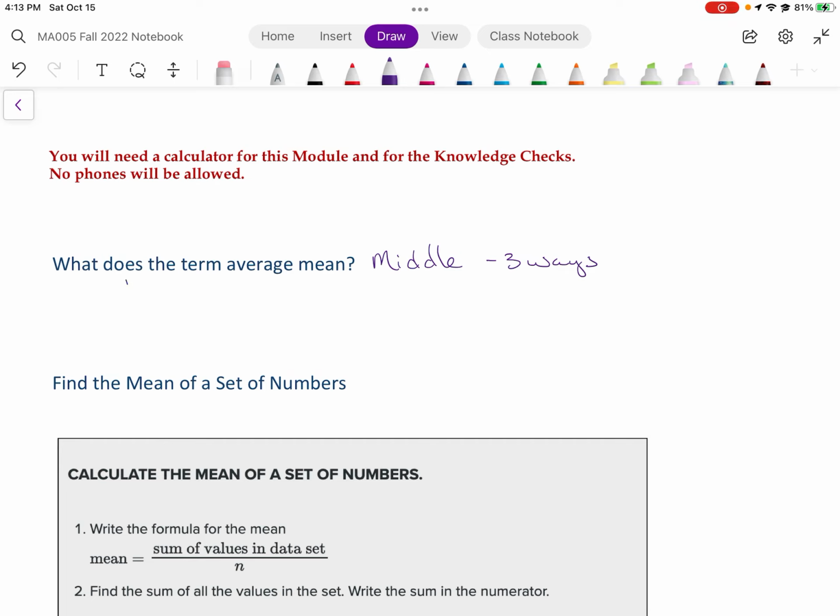Three ways. The first way is called the mean, and that is what you're used to. That's generally what people call the average. Add up all the numbers and then divide by the number of numbers. The second way that we measure the middle is called the median, and that's going to be the middle number. The third is the mode, and we'll talk about that when we get to it. Mean, median, and mode are the three different types of averages that we're going to look at.